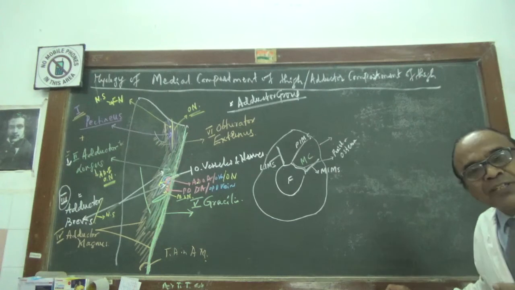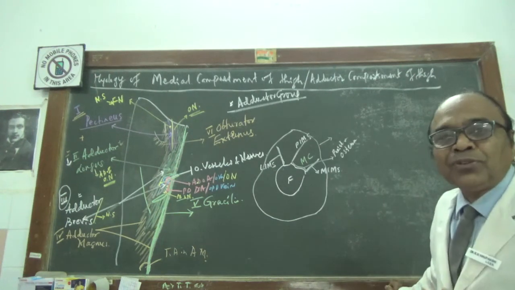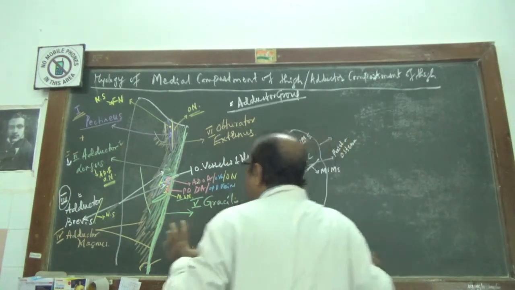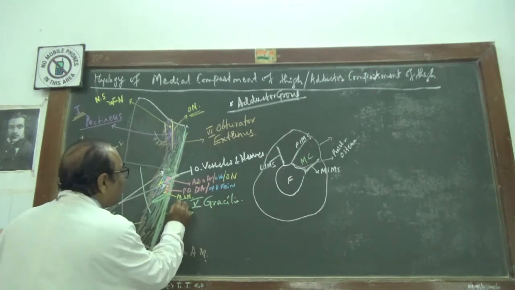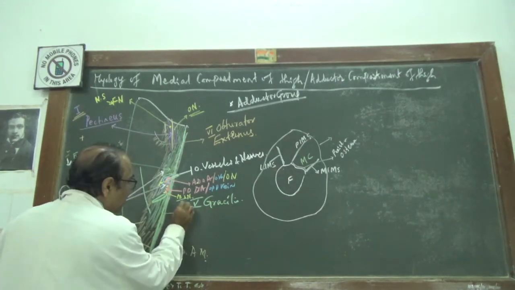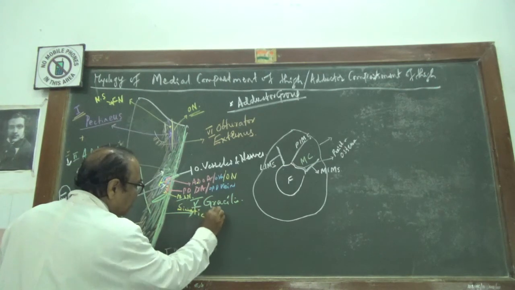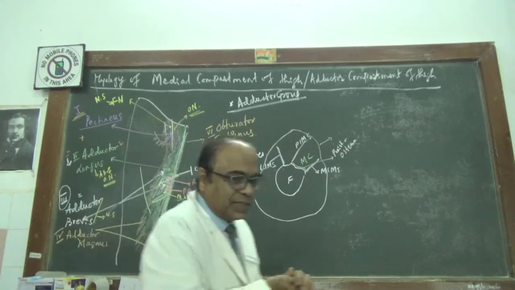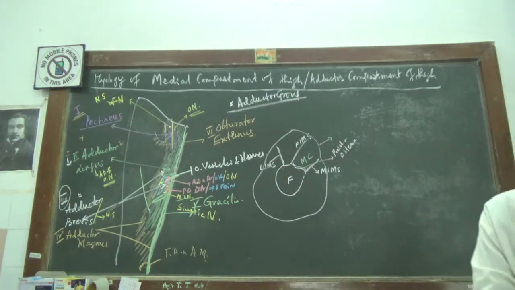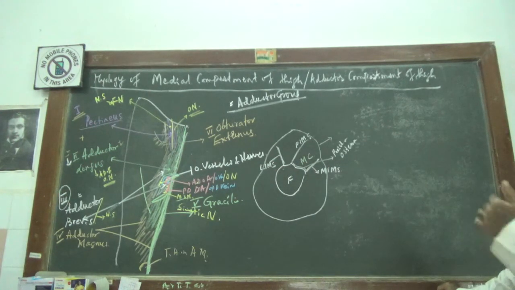those are the vertical fibers or the posterior fibers, what we say, and they will get their nerve supply from the sciatic nerve. This is the dual nerve supply.